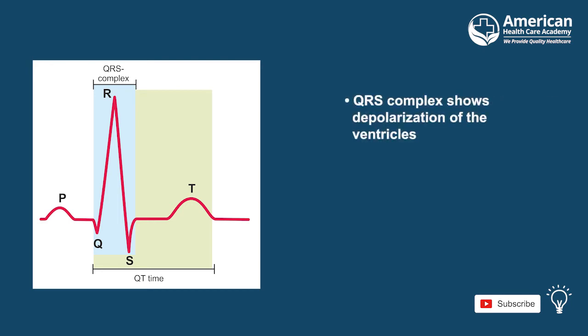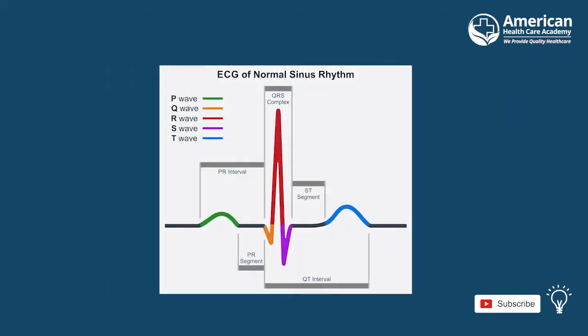The QRS complex shows the depolarization of the ventricles, and the T wave shows the repolarization of the ventricles. Like with the P wave, the QRS complex starts just before ventricular contraction. The QRS complex has a series of 3 deflections that reflect the current associated with the right and left ventricle depolarization.